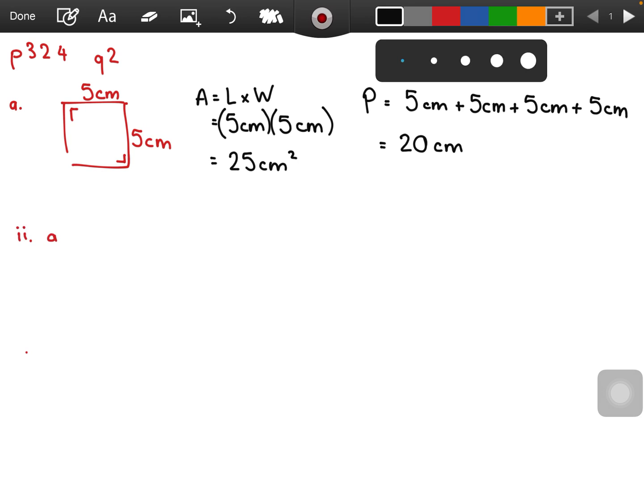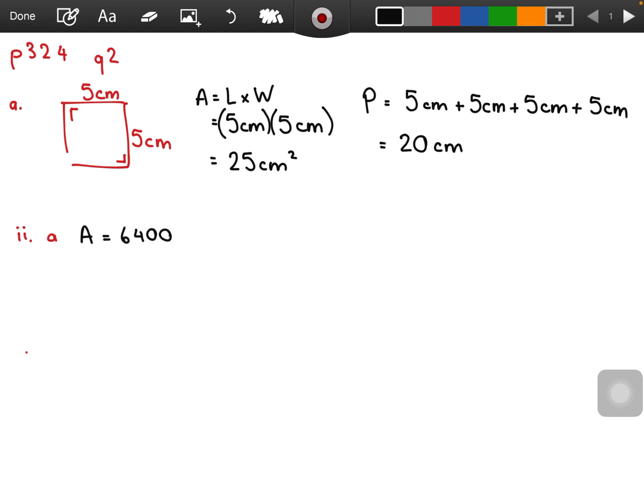Okay, so I think that these questions are familiar enough to you. So for part 2, we just tick off for me if you got the area. So it's 80 times 80, so that's 6,400. And it's meters, so my area is going to be meters squared.